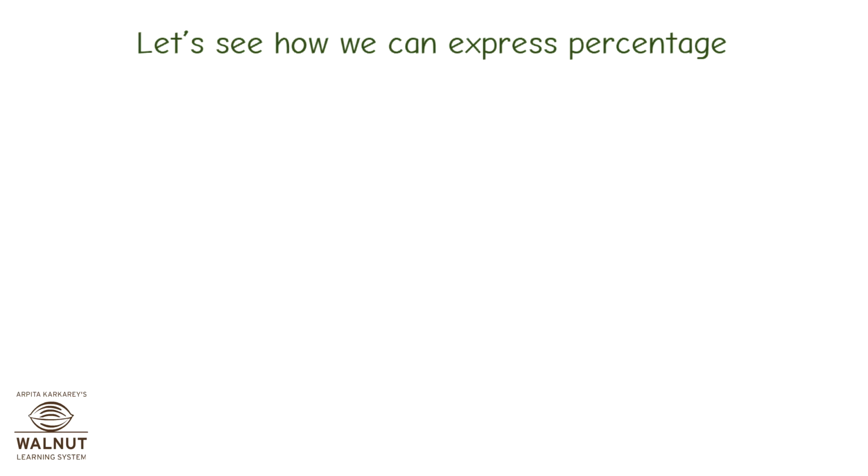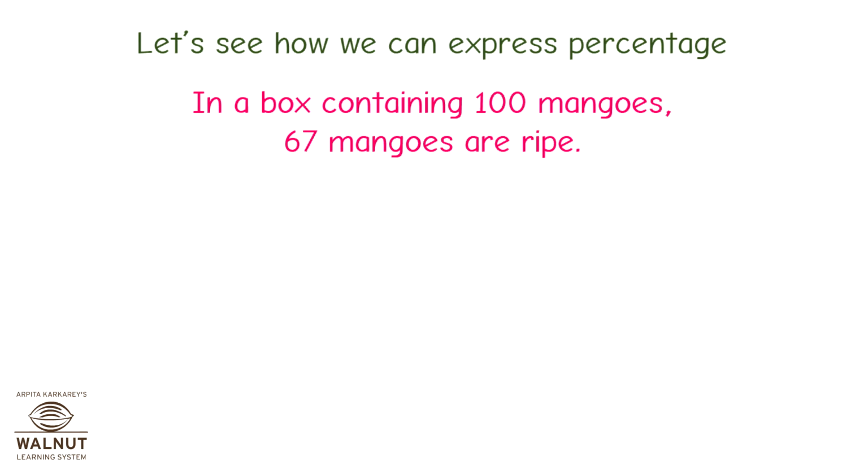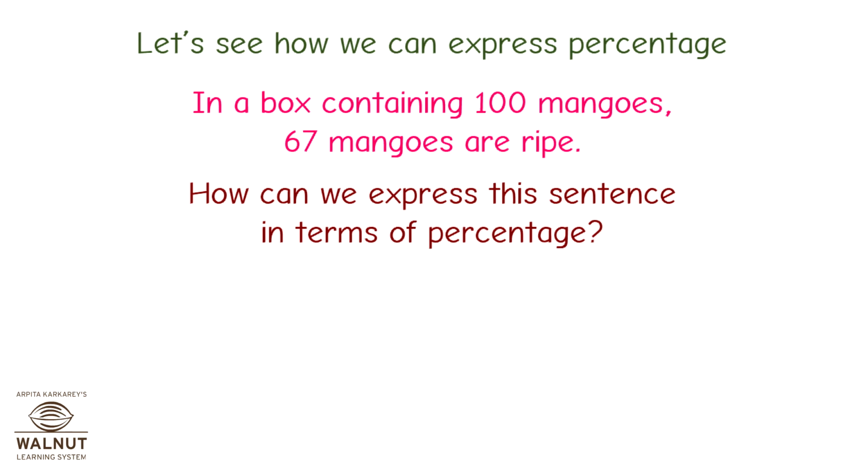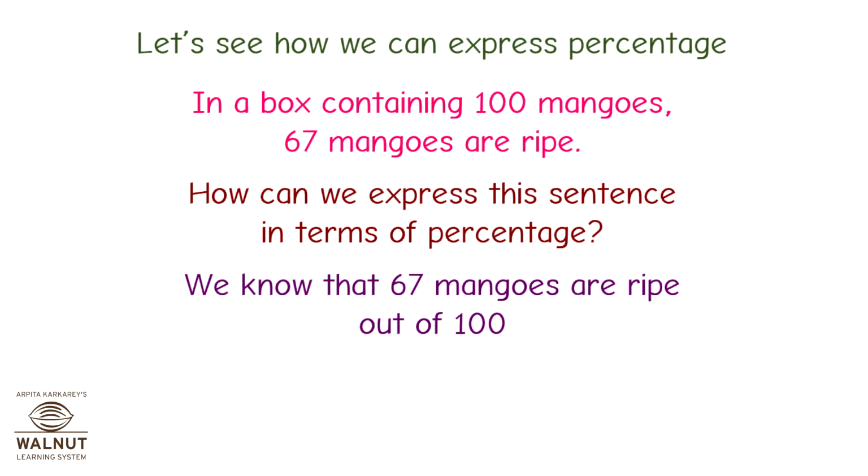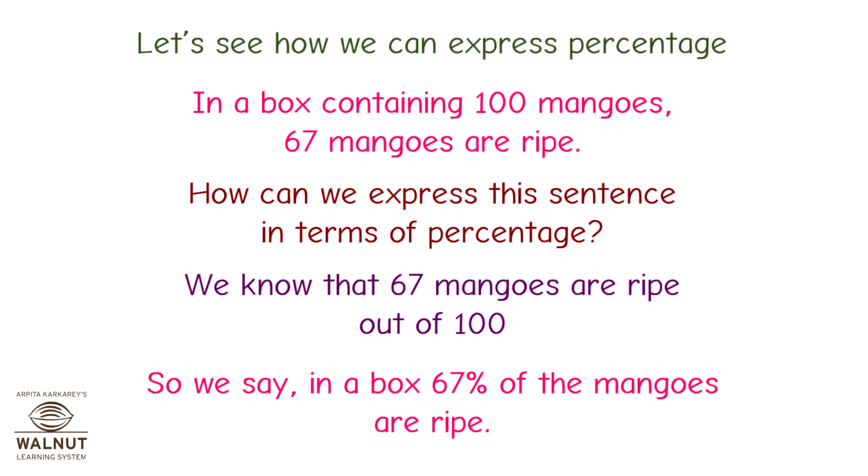Let's see how we can express percentage. In a box containing 100 mangoes, 67 mangoes are ripe. How can we express this sentence in terms of percentage? We know that 67 mangoes are ripe out of 100. So we say, in a box, 67% of the mangoes are ripe.